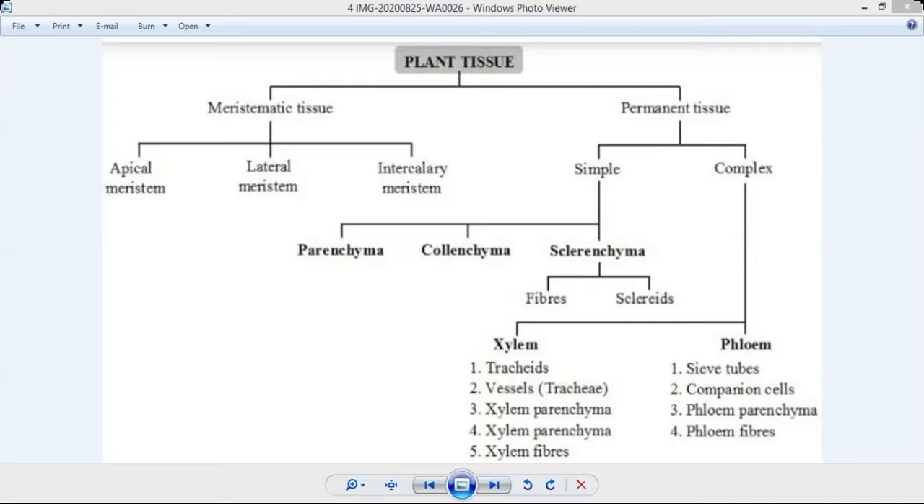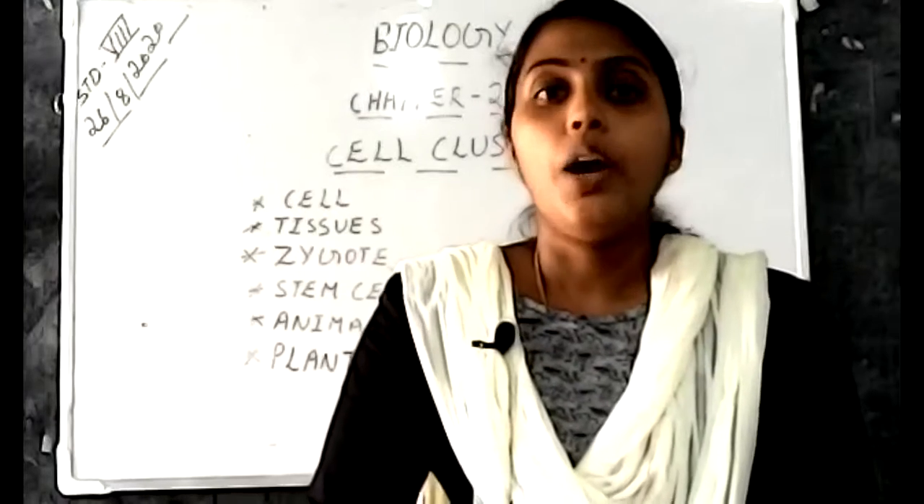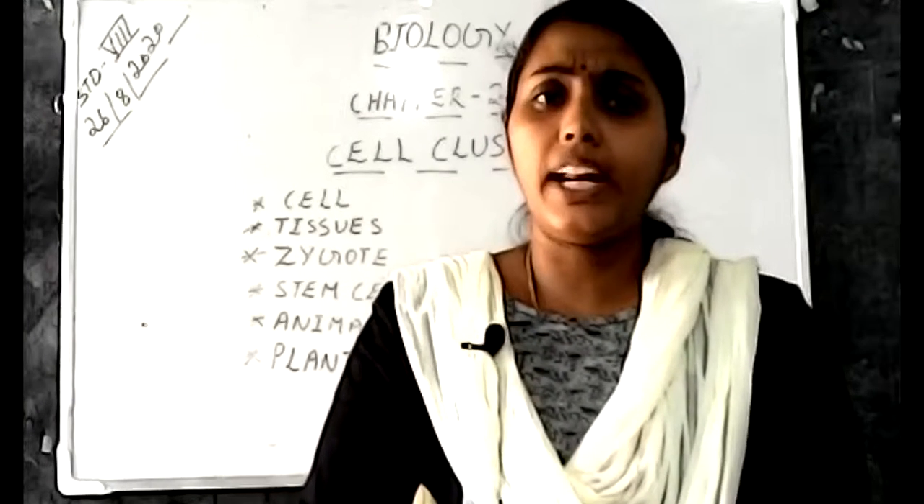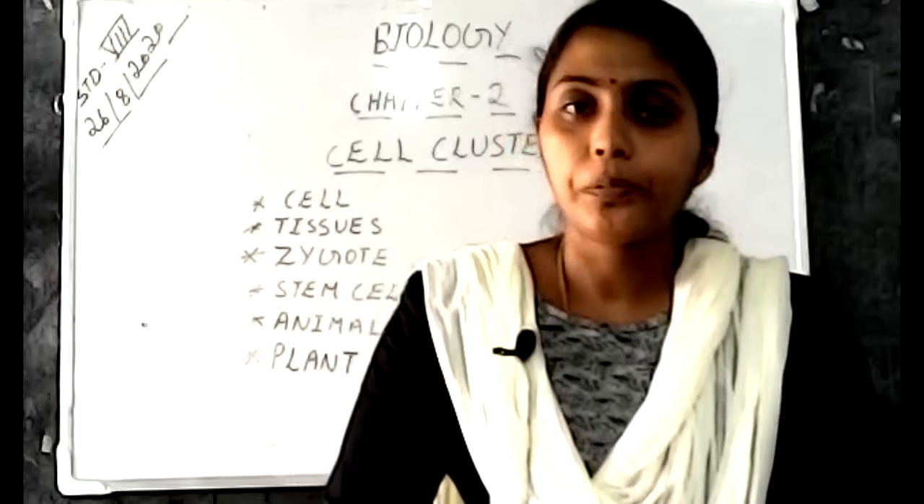Study about these different types of xylem and phloem in detail, but just know the names of the different kinds of xylem and phloem cells. Then about the simple tissues, one by one we can check the simple tissues. First one is the parenchyma. What about the parenchymal cells? We can see now what the parenchyma is.